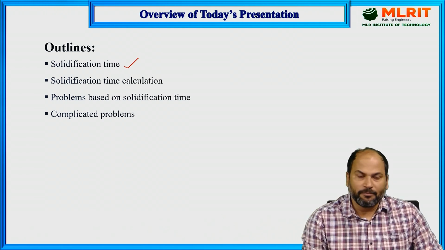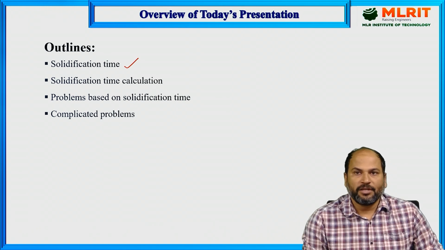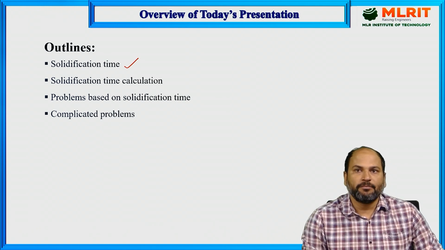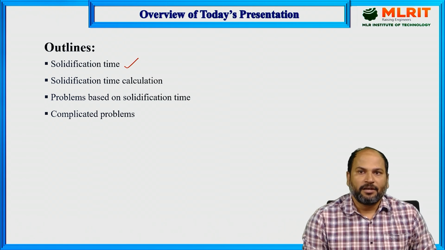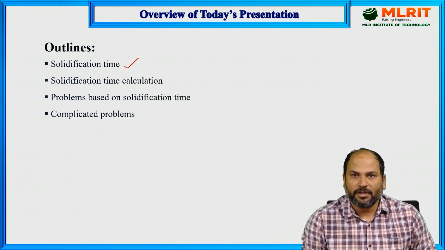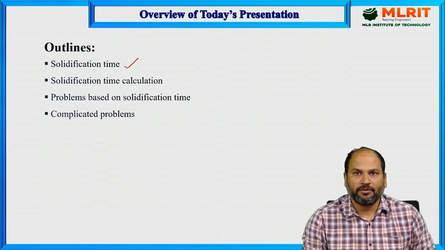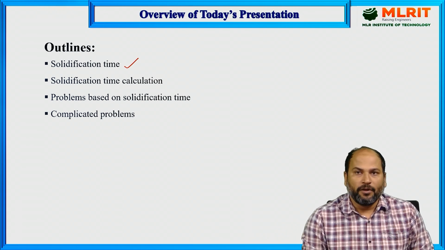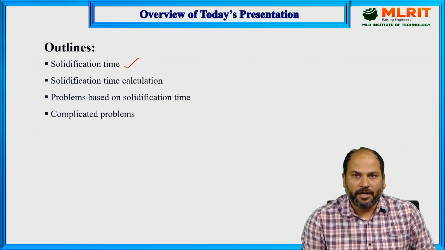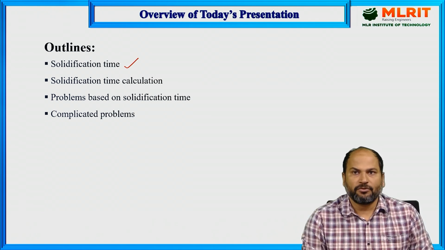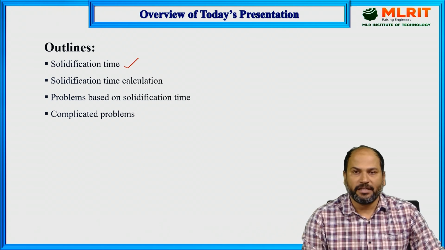If I am telling complicated problems, so what is the meaning of that? If you remember in last lecture, we just took the simple case. In that we just considered the solidification time of the casting. We didn't consider the solidification time, how much time it will take if riser is over there on the cast product or the mold. So today we'll take riser also, and we'll see if riser is placed on the casting, then what will be the solidification time and how we'll calculate that.